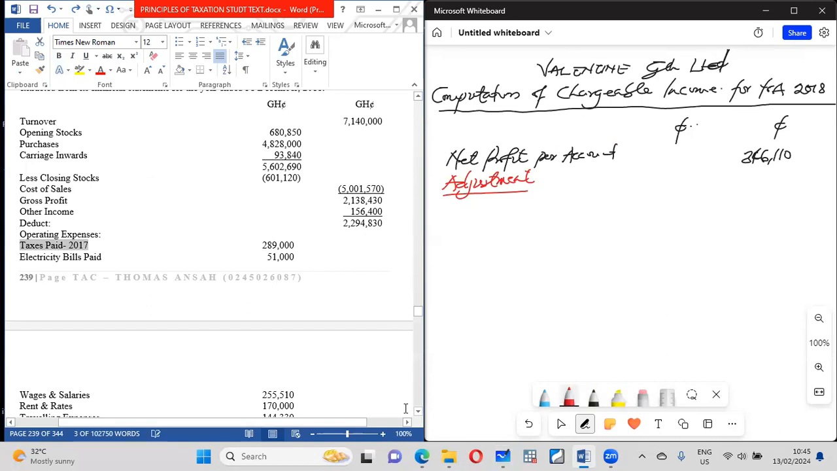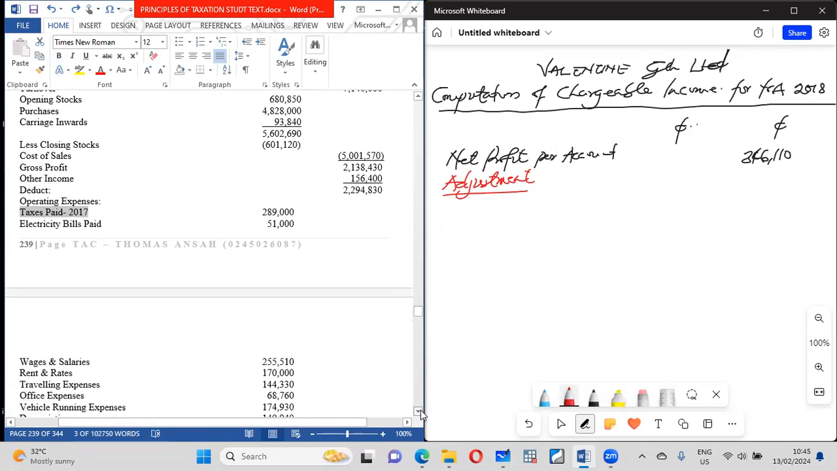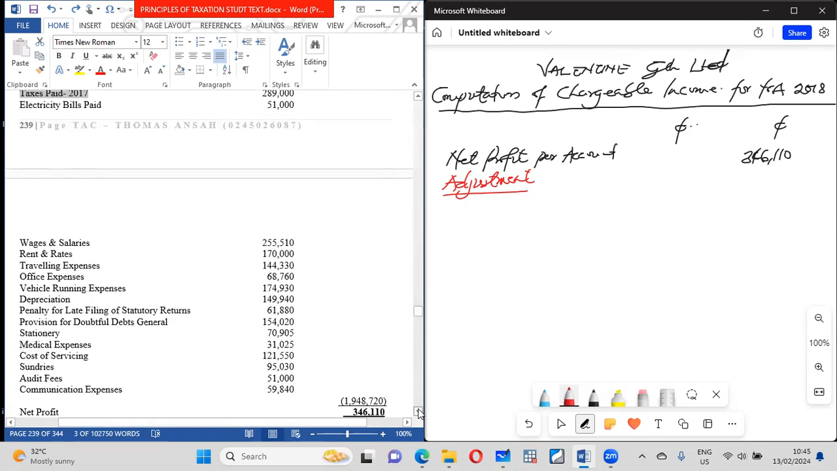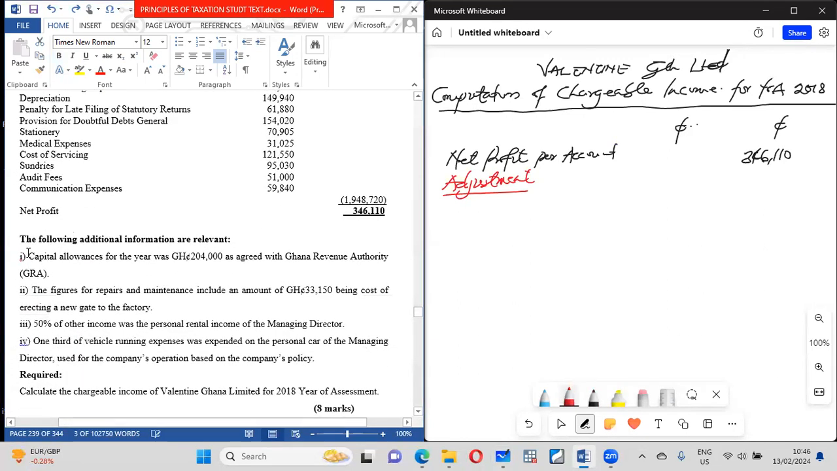Those things, even in the partnership video, you saw it. Tax paid, then this is for a previous year. Then we also have fines and penalties, all those things are disallowable expenses. So here we have capital allowance. You know what we use it for.